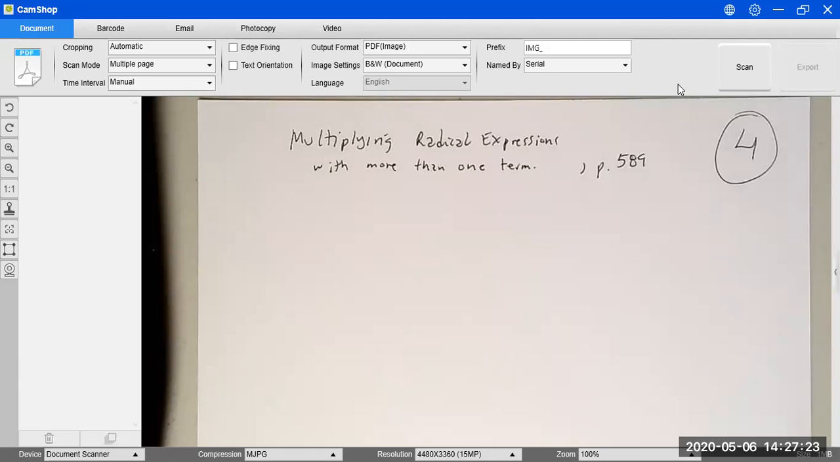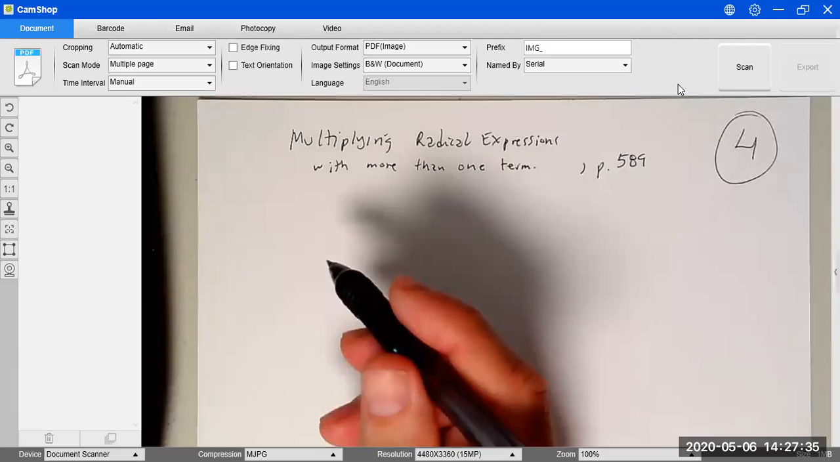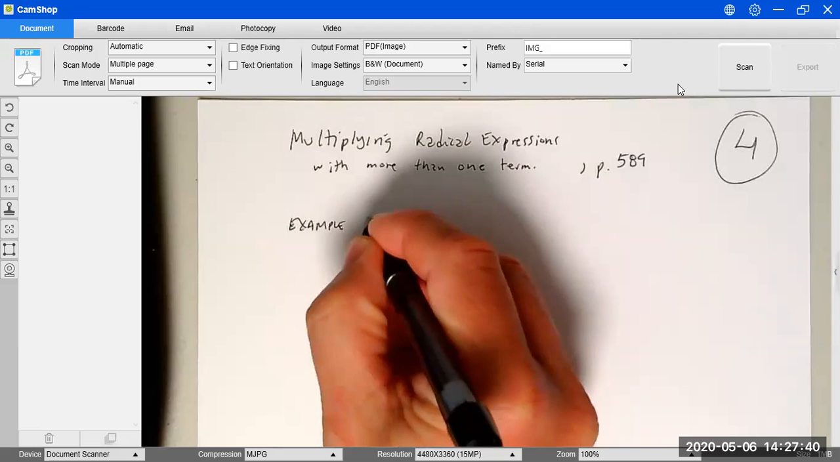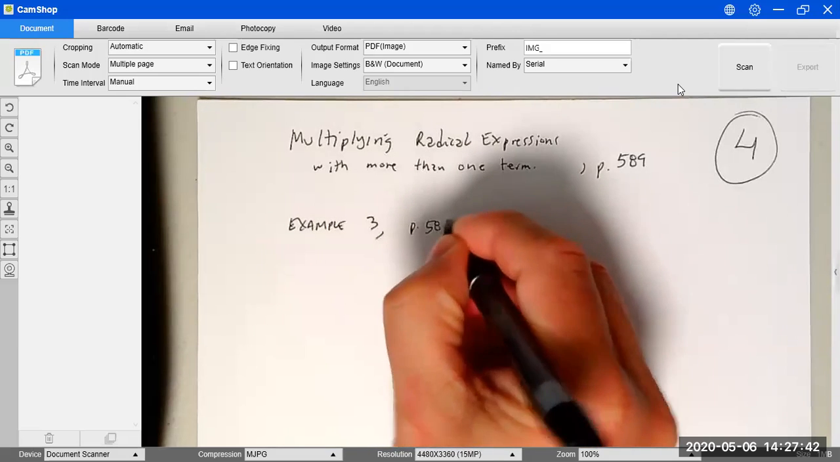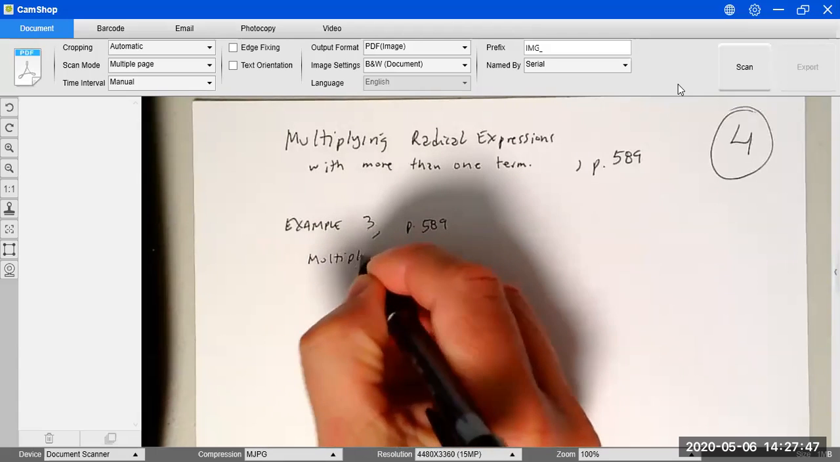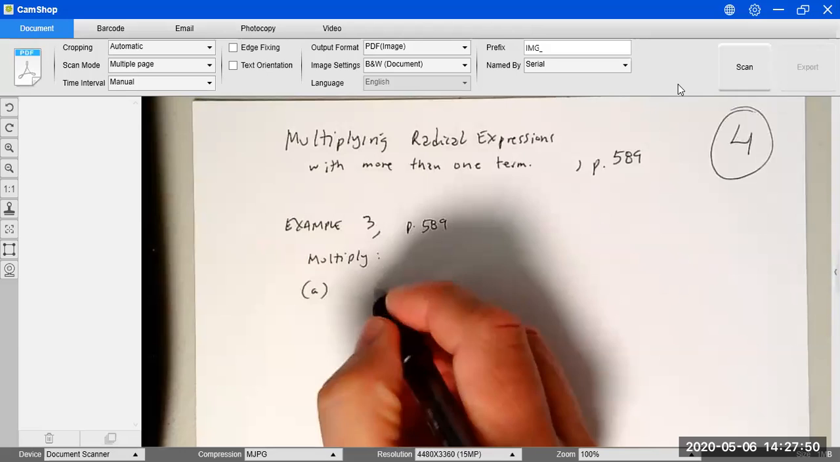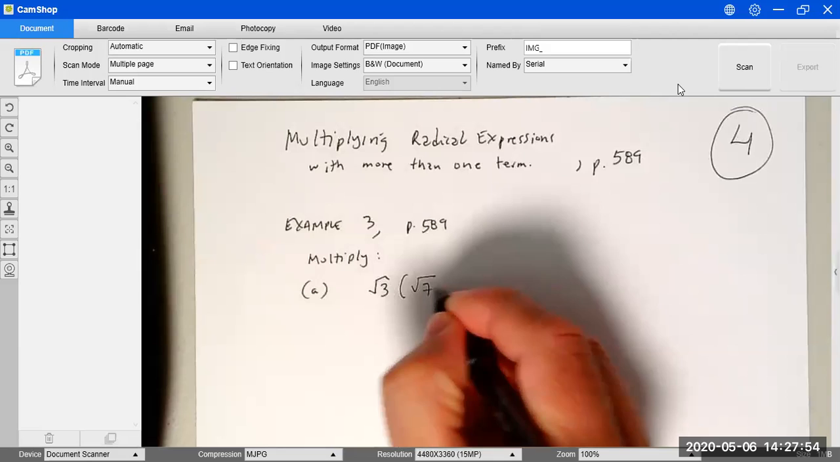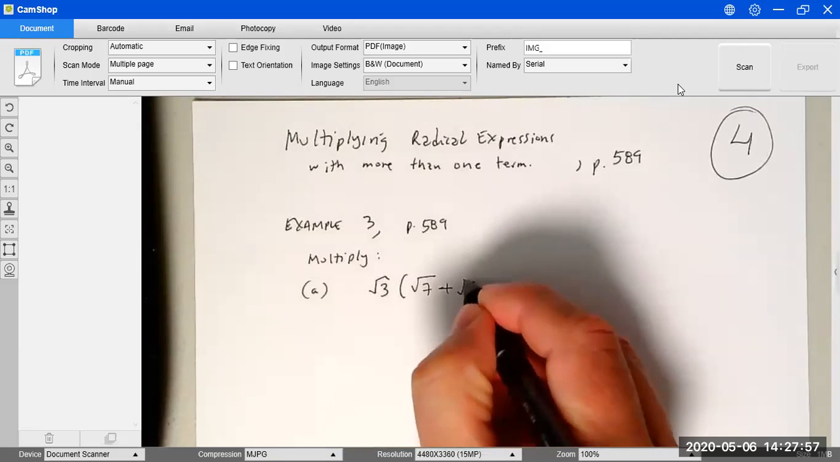And remember, anytime that we are multiplying radicals, we multiply coefficients, and we multiply radicals, and then if we are able, we simplify the resulting radicals. So we're going to start with example 3 on the same page, and this is about multiplying. So we're going to multiply. In the first case, we have radical 3 multiplying radical 7 plus radical 5.